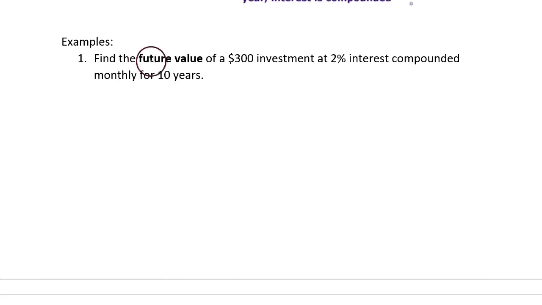First example, find the future value of a $300 investment at 2% interest compounded monthly for 10 years. Future value is the letter A in the formula. $300 investment is the letter P, our principal investment. The 2% interest is the letter R, the interest rate, and that's going to be the decimal 0.02 when we actually fill the number in. The word monthly means that N is 12, and the 10 years means that T is 10.